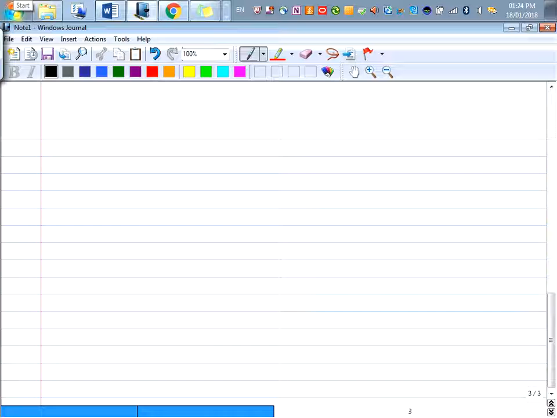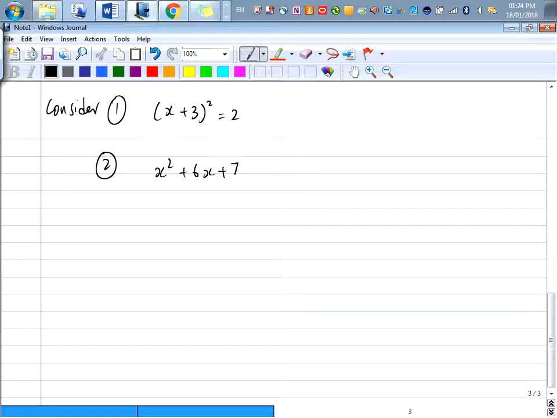Okay. Let me give you two equations. Consider x plus 3 squared equals 2. This is my first equation. And my second equation, x squared plus 6x plus 7 equals 0. Okay, two equations over here. Which one do you prefer to solve?